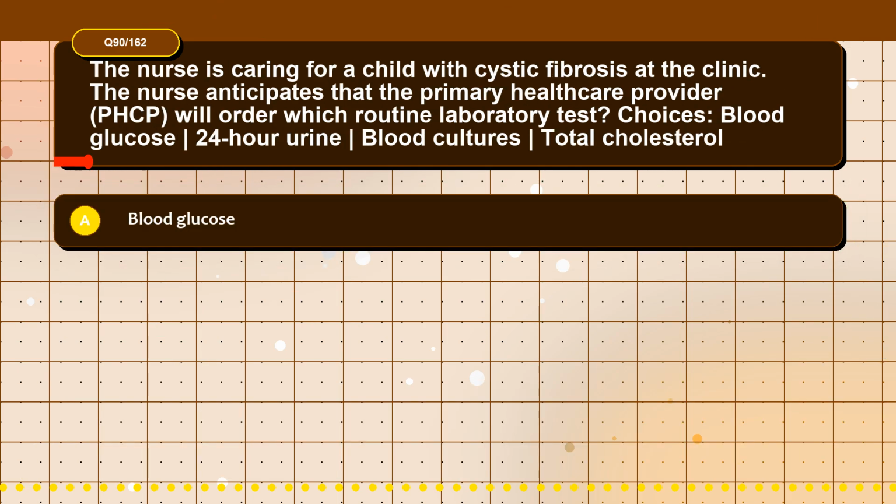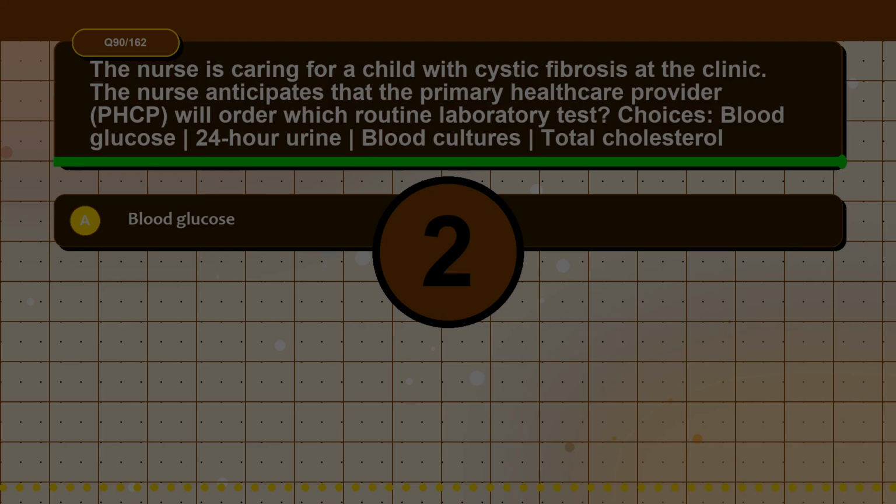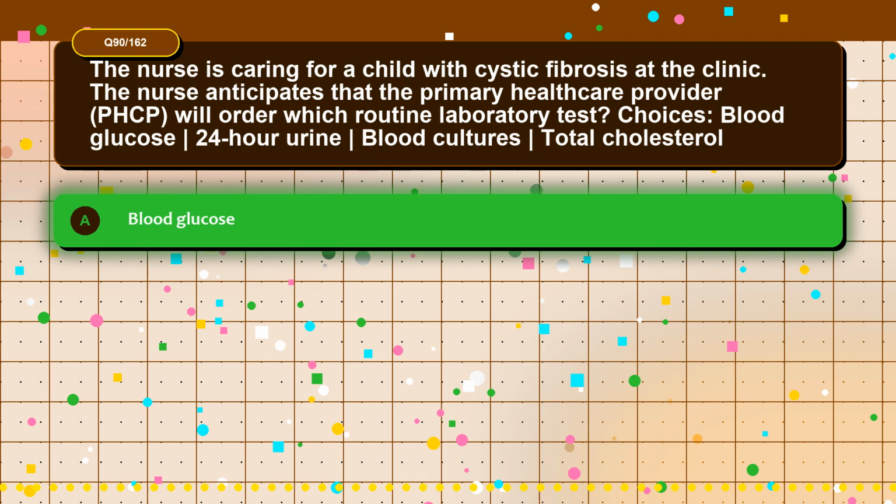Question 90. The nurse is caring for a child with cystic fibrosis at the clinic. The nurse anticipates that the primary healthcare provider (PHCP) will order which routine laboratory test? Choices: blood glucose, 24-hour urine, blood cultures, total cholesterol. Here are the options. Option A, blood glucose. The correct answer is option A, blood glucose.